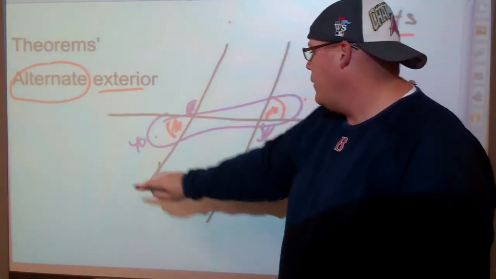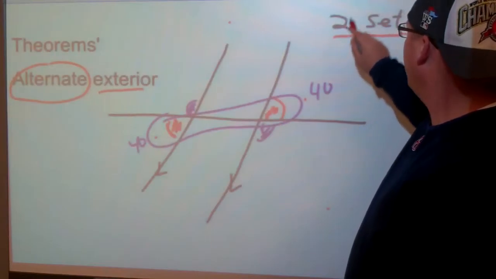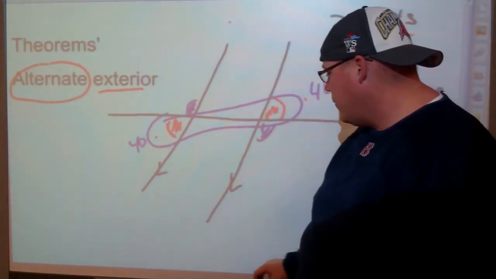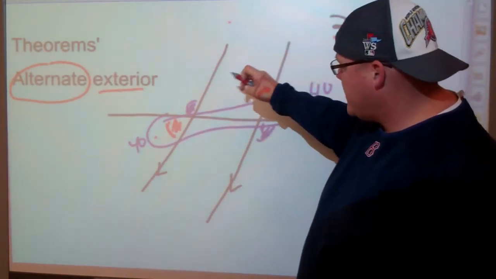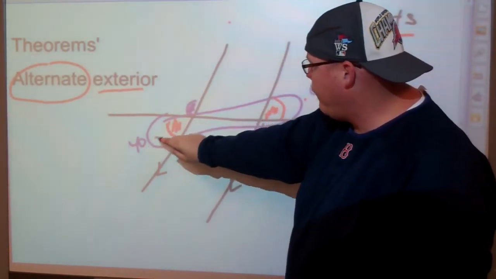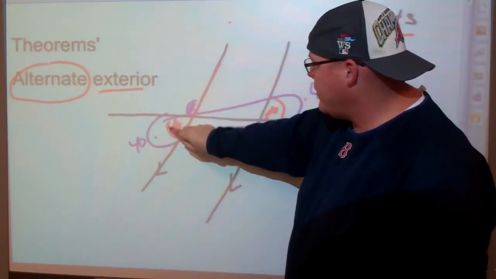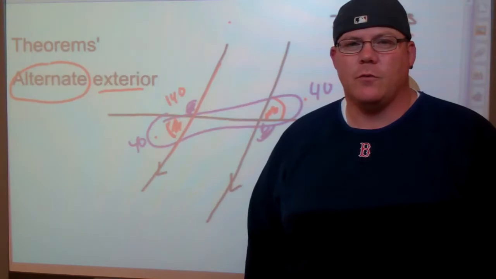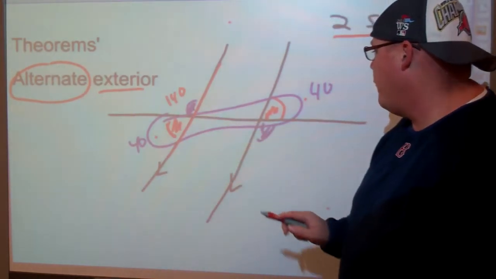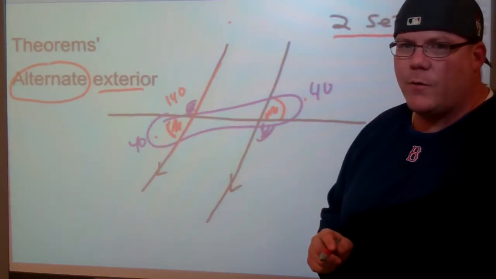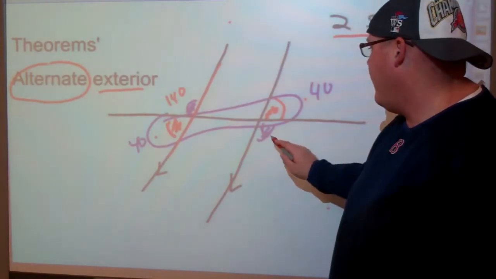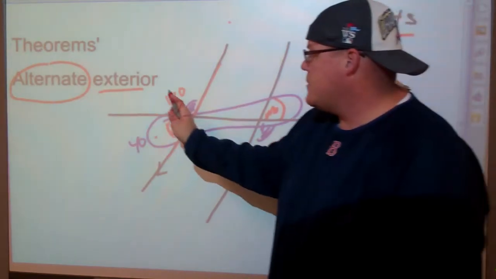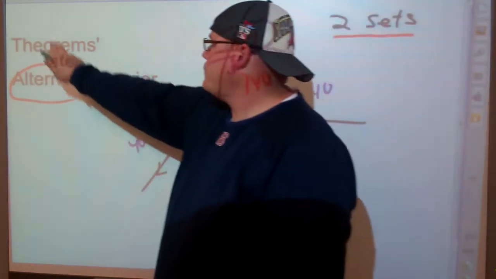So if this is 40, guess what? This one is also 40. The other set are also congruent to one another. So this set over here, let's say if this is 40, these two are supplementary, so this must be 140 because these 2 angles have to add up to 180. Well, if that one is 140 and this is an alternate exterior and we know that those are congruent to one another, well, this one would also be 140 degrees. So this is the alternate exterior theorem.